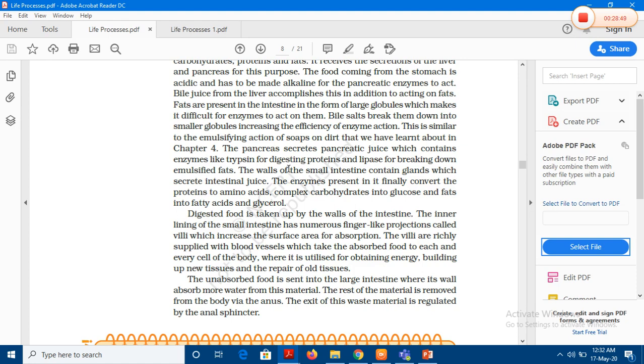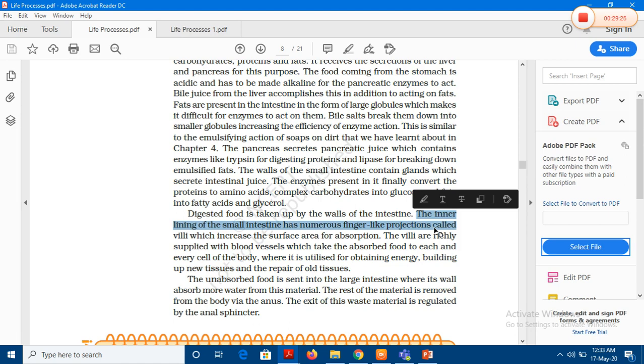Now, what we need to understand is that the inner lining of the small intestine has numerous finger-like projections, or villi. And what do the villi do? The villi increase the surface area for absorption. Now, these villi are richly supplied with blood vessels. They absorb food. They ensure that nutrition reaches each and every cell, and this nutrition is then utilized.